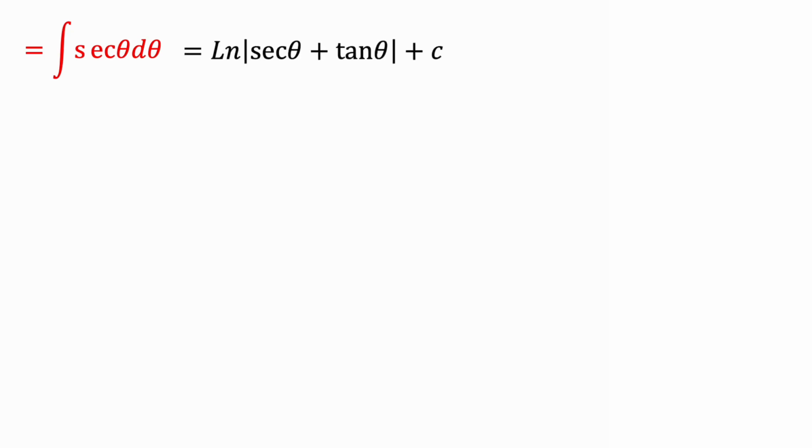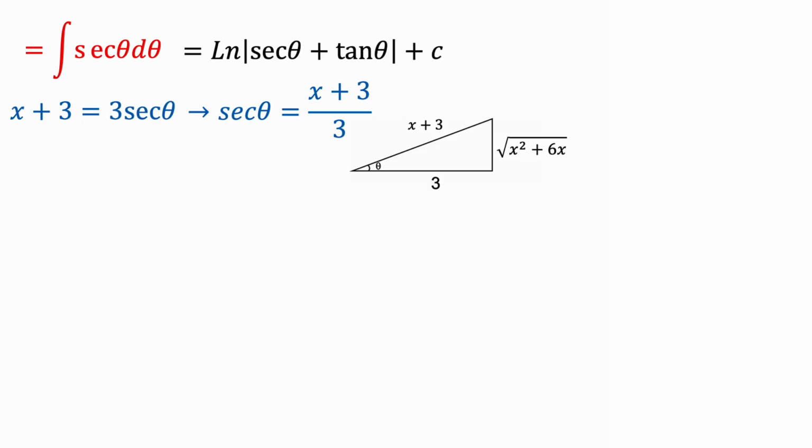Once again, using that familiar right triangle, we'll determine the secant theta and tangent theta values. We had previously established secant theta as x plus 3 over 3. Therefore, cosine theta, which is its reciprocal, becomes 3 over x plus 3. Again, we use this to find the opposite, adjacent, and hypotenuse. Let's substitute this in. Tangent theta is the square root of x squared plus 6x, all divided by 3.